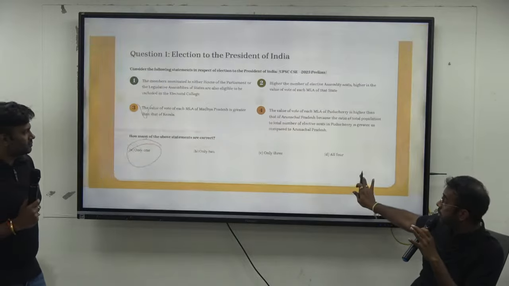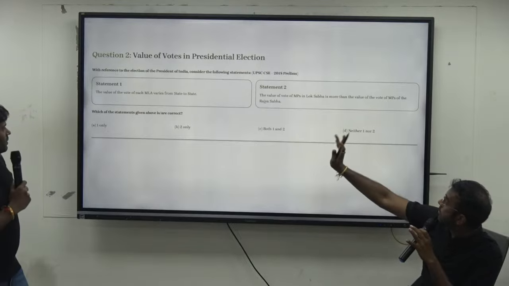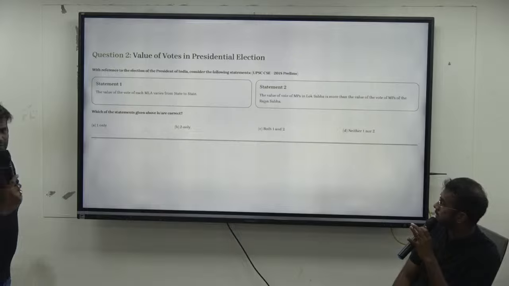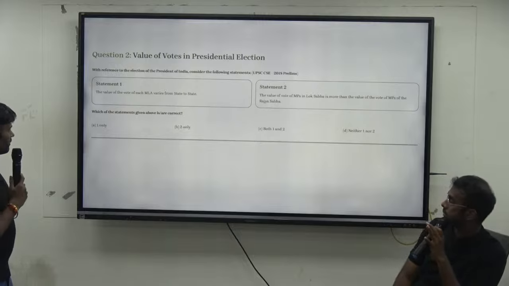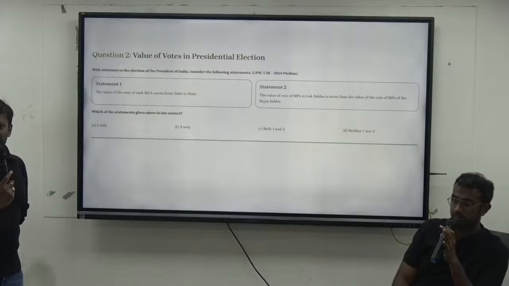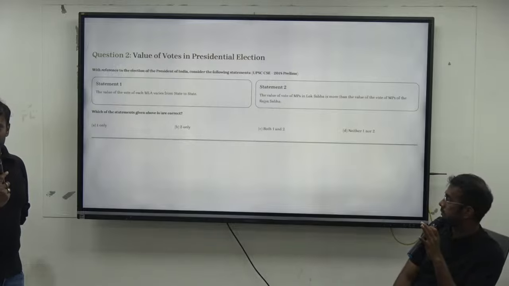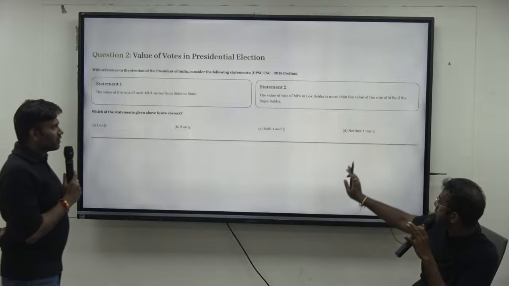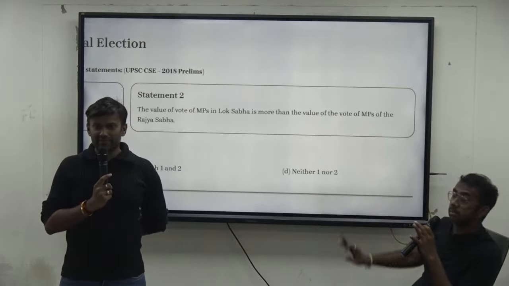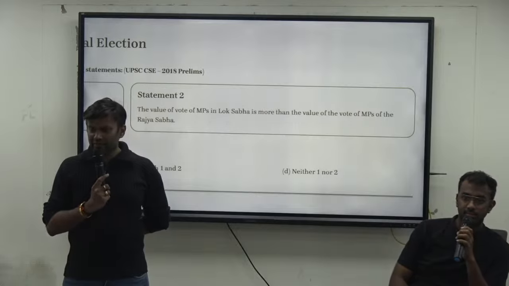But again, this topic came again in the next year. With reference to the election of the President, consider the following statements. 1. The value of vote of MLA varies from state to state. Is it right? 100% correct, because the population ratio is different in different states. 2. The value of vote of an MP of Lok Sabha is more than that of the value of vote of an MP of Rajya Sabha. Incorrect. Why? Because the value is same.